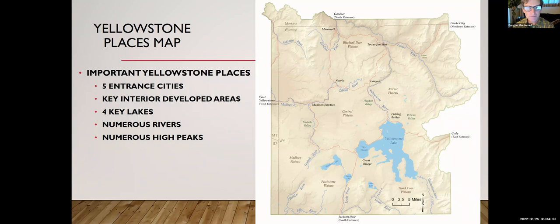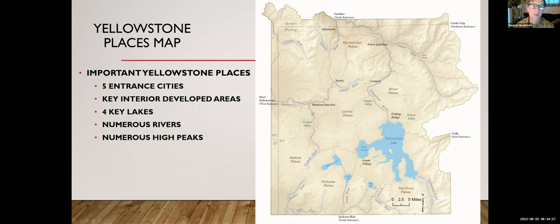This is a place map that you can find in the Before Yellowstone book. I encourage you to become very familiar with it. There's 5 entrances to Yellowstone. I'll just point them out here. Gardner up in the north, Cook City in the northeast, Cody in the east, Jackson Hole in the south, and West Yellowstone on the west.